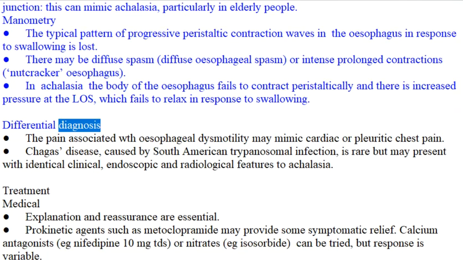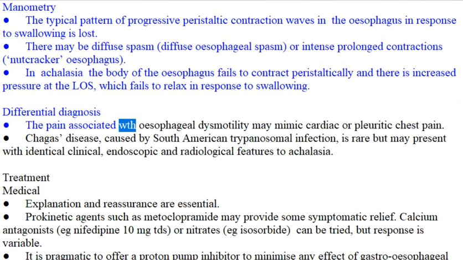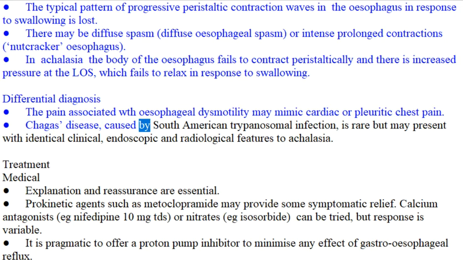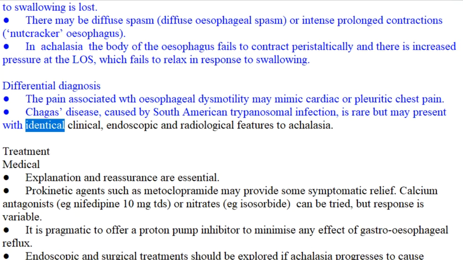Differential diagnosis. The pain associated with esophageal dysmotility may mimic cardiac or pleuritic chest pain. Chagas disease, caused by South American trypanosomal infection, is rare but may present with identical clinical, endoscopic, and radiological features to achalasia.